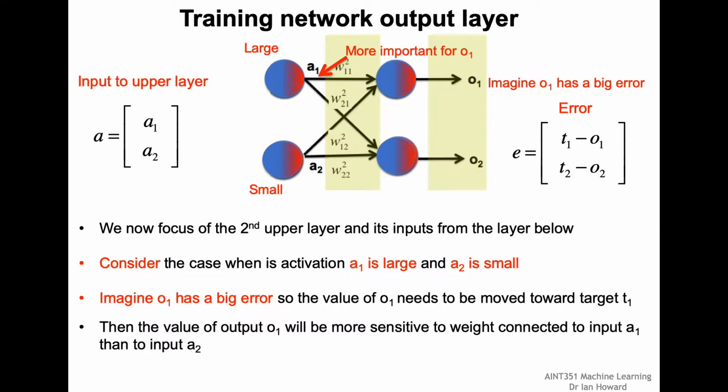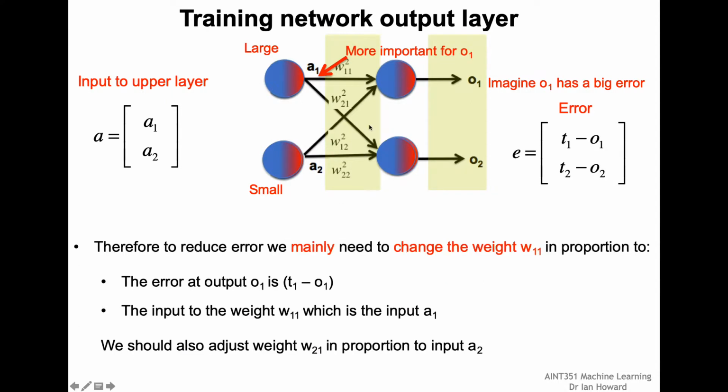So how are we going to do that? Well, first of all, we notice that because A1 is big, the input going from A1 via this weight W11 will have a bigger effect on O1 than the input A2 going via this other weight W12. So basically, A1 will have a bigger effect on O1 than A2 will. So the weight that's connecting A1 and O1 is going to be more important. So the output is going to be more sensitive to changes in that weight than it would be to the other weight, for example.